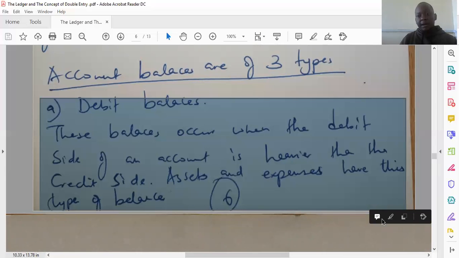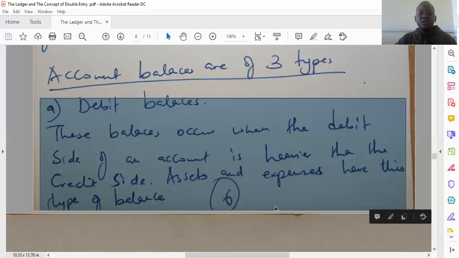Debit balances occur when the debit side of an account is heavier than the credit side of the account. That is, when the debit total of an account is more than the credit total of an account. So in this case, we will have a debit balance. We need to insert the difference, or the balance, on the credit side in order to equate the two sides of the ledger.